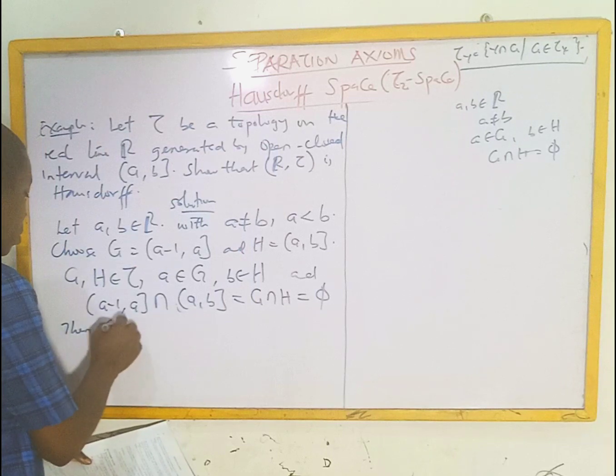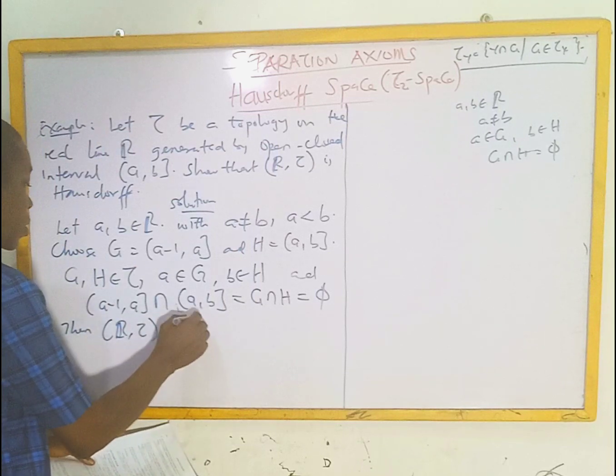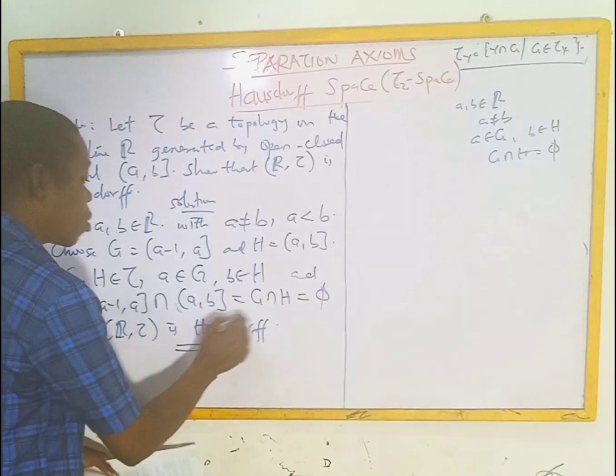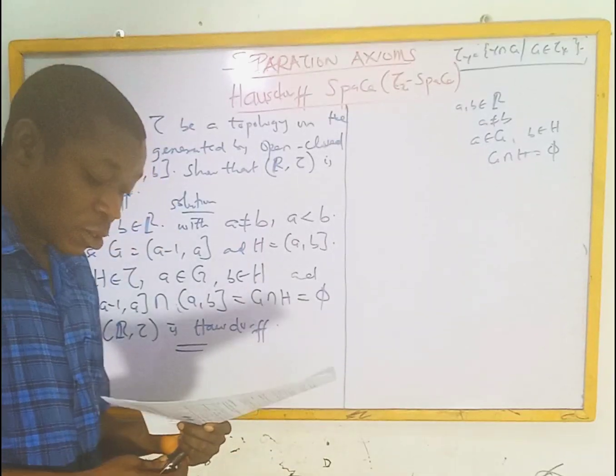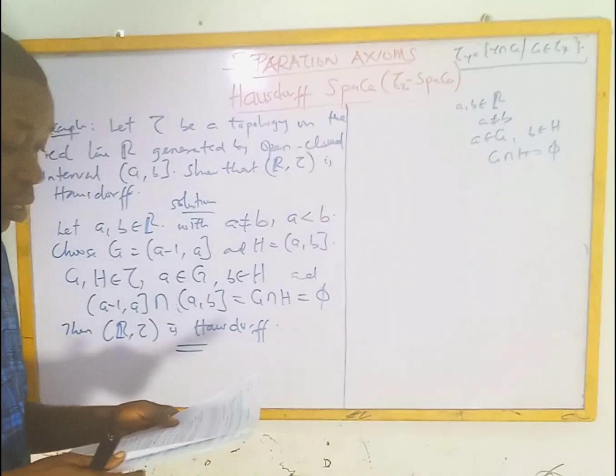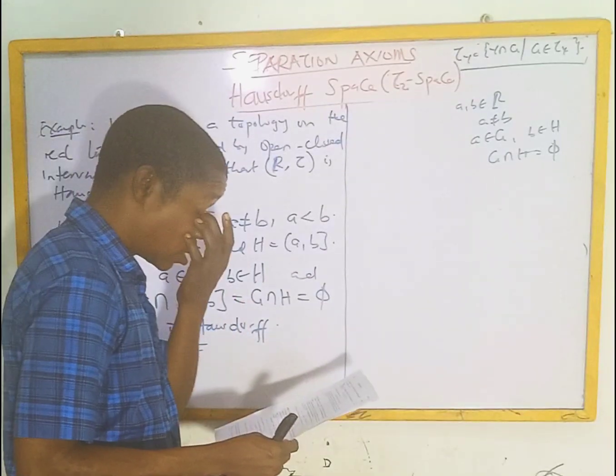Then this space is Hausdorff. It's a Hausdorff space, because it has satisfied the condition of a Hausdorff space. Are you following now? So those are the ways you can also prove a Hausdorff space.